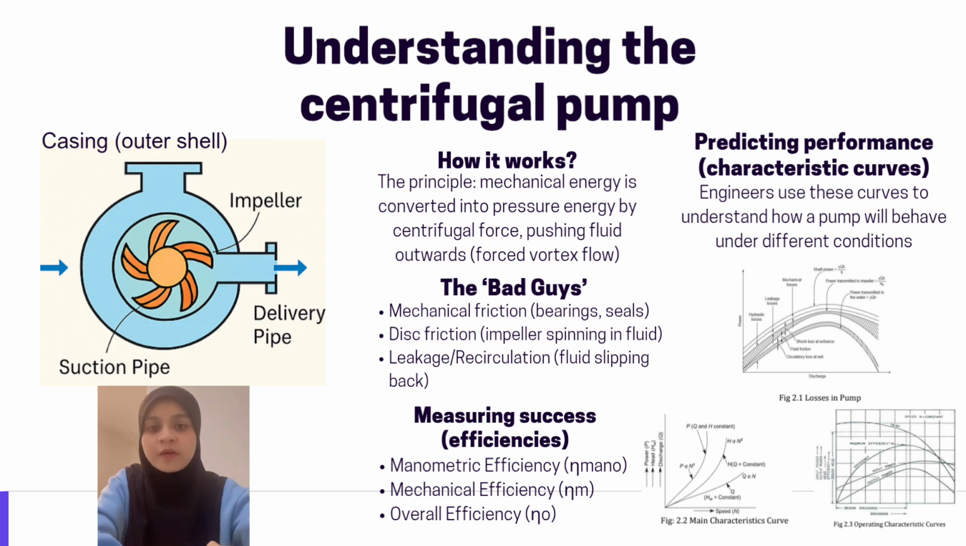However, pumps aren't perfect. They experience various losses, including mechanical friction, disk friction, and leakage. These losses impact the pump's overall effectiveness. To measure this, we look at different efficiencies: manometric, mechanical, and overall efficiency. This tells us how well the pump converts input power into useful fluid energy. Finally, characteristic curves are essential tools for engineers. They help us predict how the pump will perform under varying conditions of head, power, and flow rate.